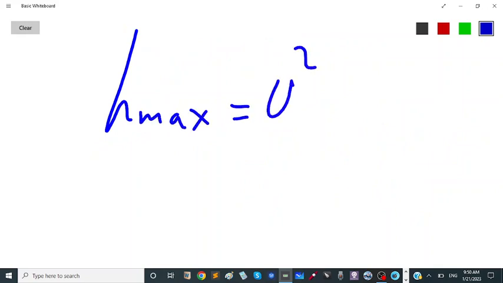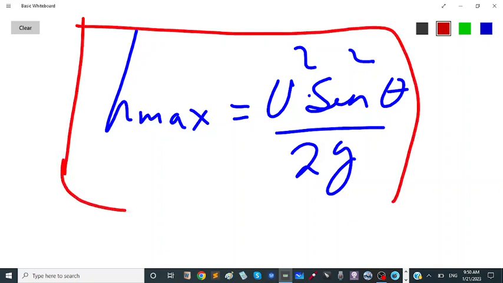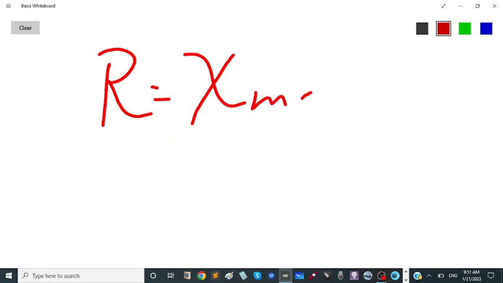So h max is given by u square sine square theta over 2g. This is the most important derivation for two-dimensional projectile motion. The other is range. As I have said, range is the maximum horizontal displacement. So range, what you call x maximum.